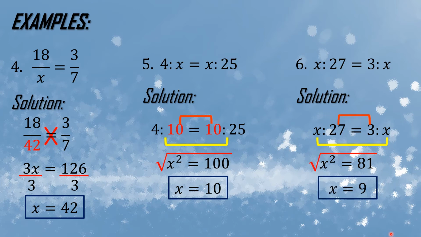X times x is x squared equals 27 times 3 is 81. So, hanapin din natin ang square root. Therefore, the value of x is 9 because x times x is x squared and 9 times 9 is 81. Kaya ang square root ng 81 is 9. So, palitan na natin yung given ng nakuha nating sagot ng x which is 9. So, 9 times 9 is 81. And 27 times 3 is also 81.